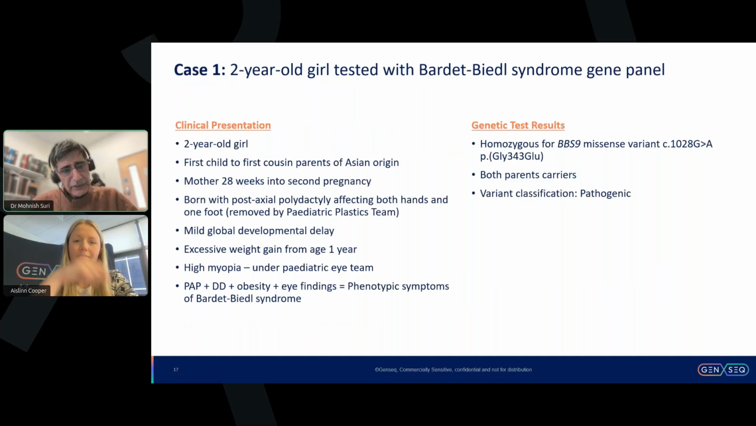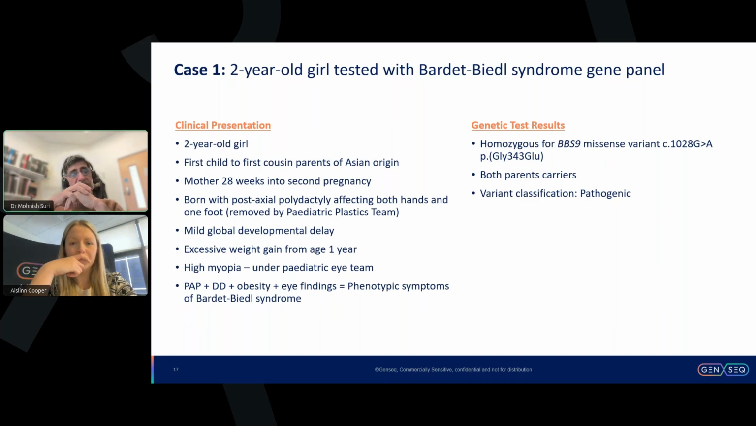So I want to now just discuss a few scenarios where we have used different panels to try and get a diagnosis. This was a child that I saw in my clinic. She was a two-year-old girl, the first child to first cousin parents of Asian origin. When I saw the family in clinic, mom was already 28 weeks into her second pregnancy. But the family were quite certain that they wouldn't want to intervene in the pregnancy at all. So they were not seeking a diagnosis for prenatal testing.